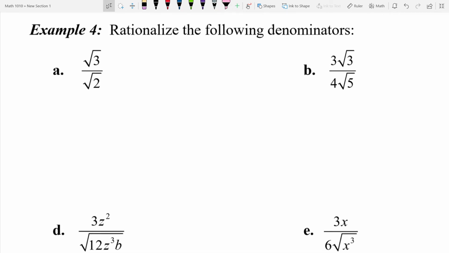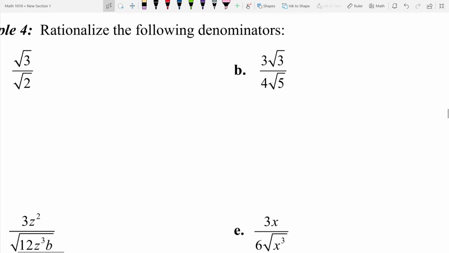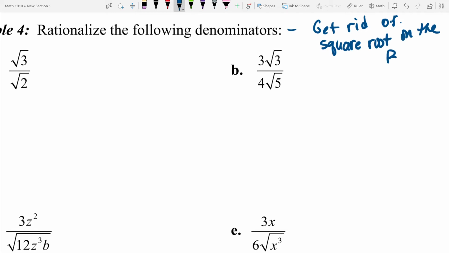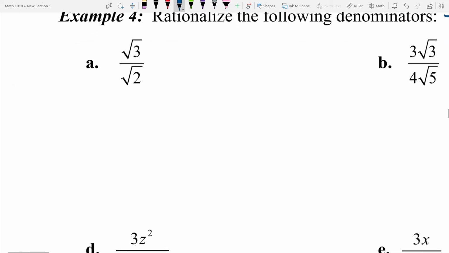Rationalizing denominators. This is going to be on your midterm. Rationalizing the denominator means, someone tell me what it means. Do you remember? Get rid of the square root on the bottom. Okay, let's look at A.